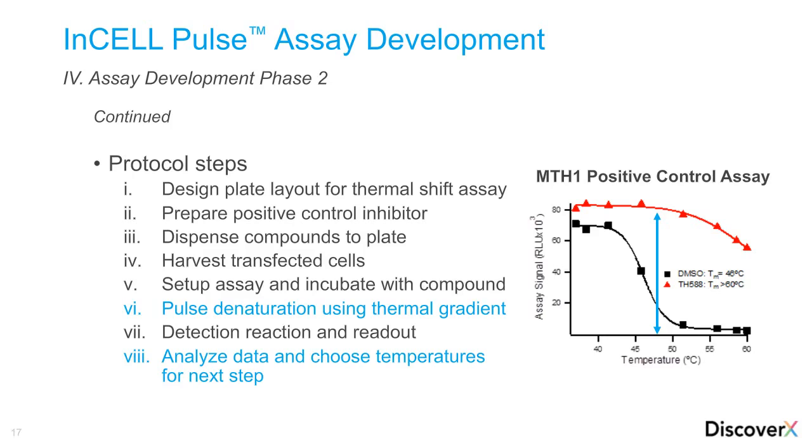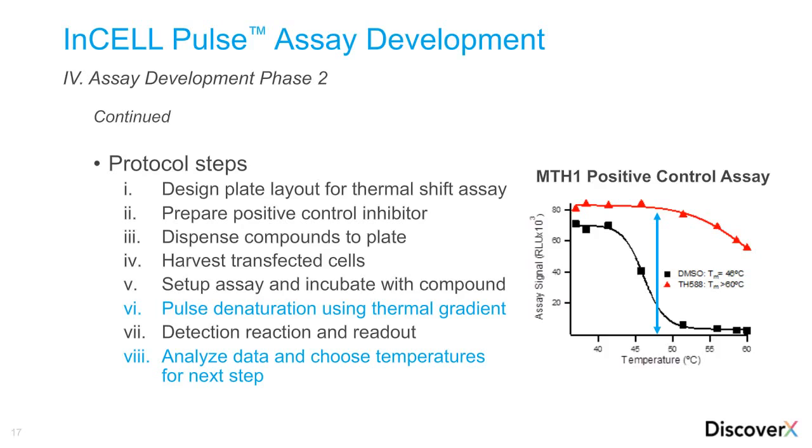All right, next step. This is just the same phase 2, but it goes over the protocol steps in a little bit more detail. It's very similar to the last phase 1, except for preparing the positive control. You want to stick with a single concentration at this point. And then during the setup, you want to treat your cells with the compound as well as a DMSO type of control. Don't forget that. Do a range of temperatures.